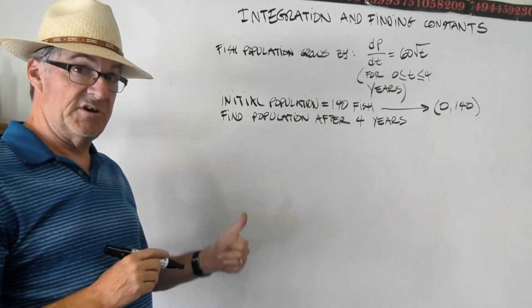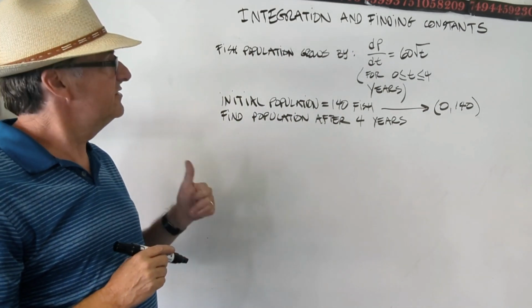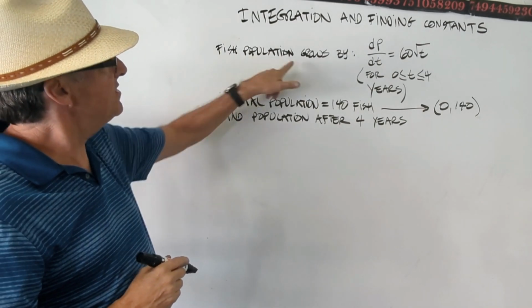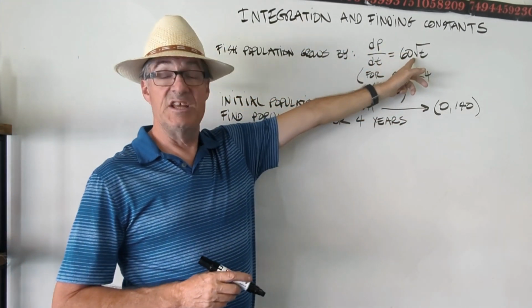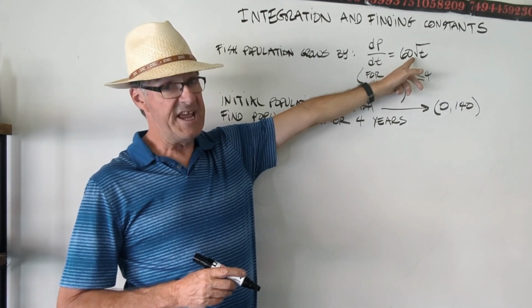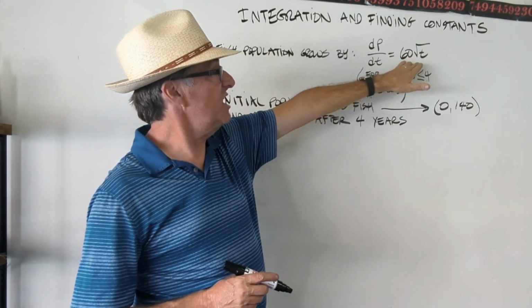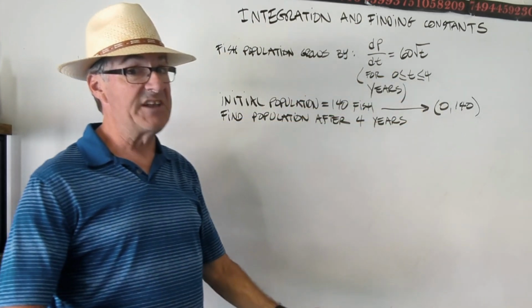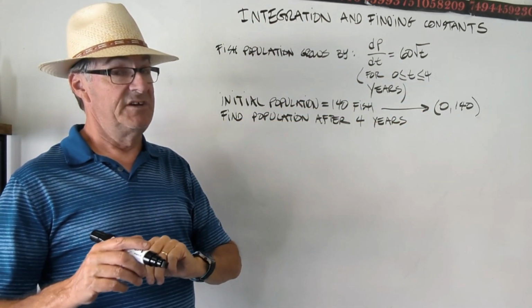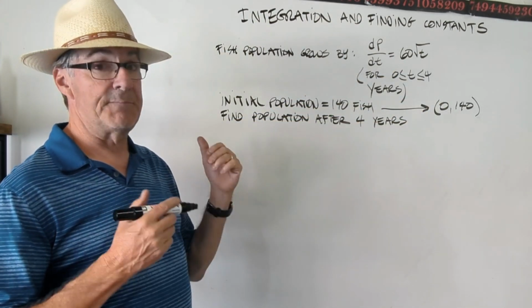Okay, so first critical thinking step, done. Second one, the population grows by this. So this function is the growth rate, okay? So it's telling you the rate that the population grows by, not the population. So that's a little hard to see from the prompt.